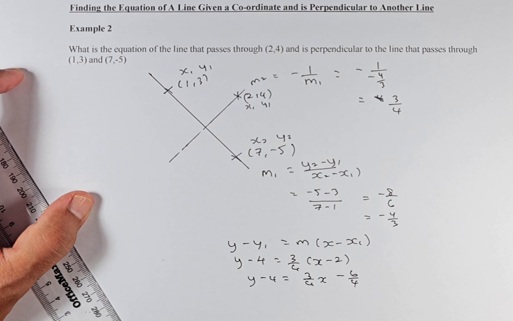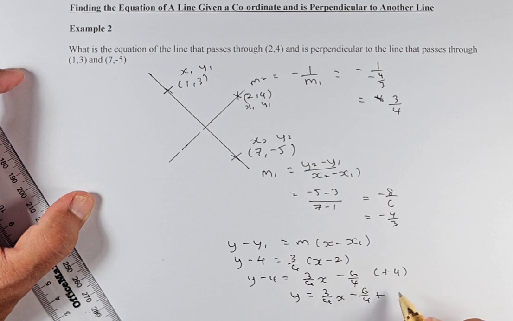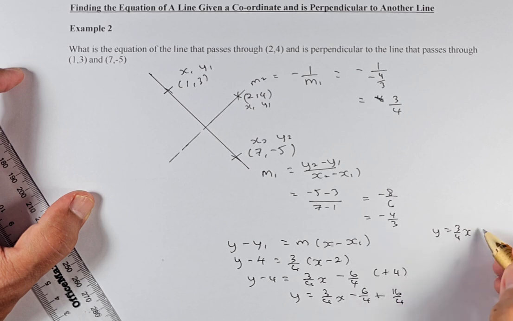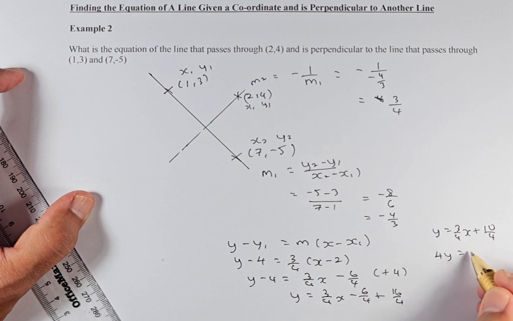Now we simplify them. So y minus 4 equals 3/4 x minus 6 over 4. Now we're going to add 4 on both sides because we want to get rid of this 4. So y equals 3/4 x minus 6 over 4 plus 16 over 4, because 16 over 4 is the same as plus 4. Then we simplify. So the answer is y equals 3/4 x plus 10 over 4. And you simplify them, just multiply by 4 throughout. 4y equals 3x plus 10.